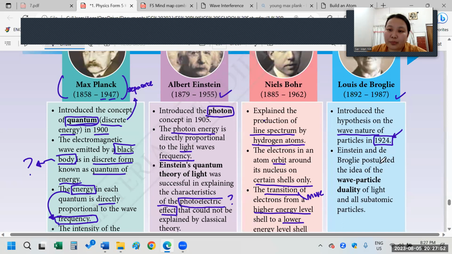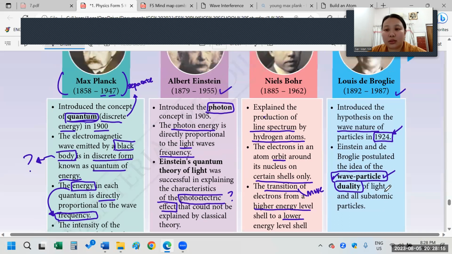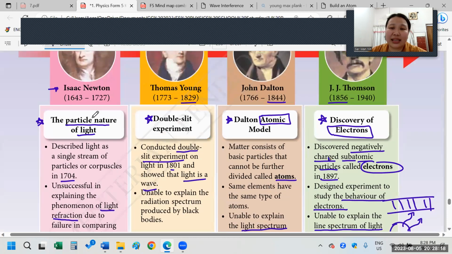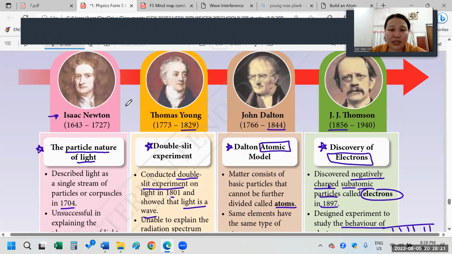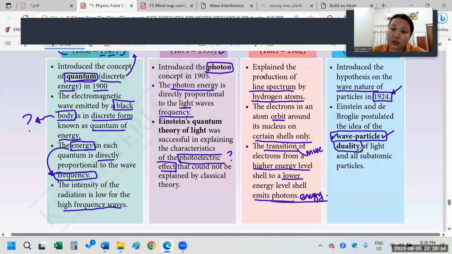So Einstein and de Broglie postulated the idea of wave particle duality of light and all subatomic particles. Okay. Right. Means the light can be a wave and can be a particle. So yes, what Newton said here is correct. What Thomas Young said here is also correct. Yeah, light got two natures, so we call it wave particle duality.